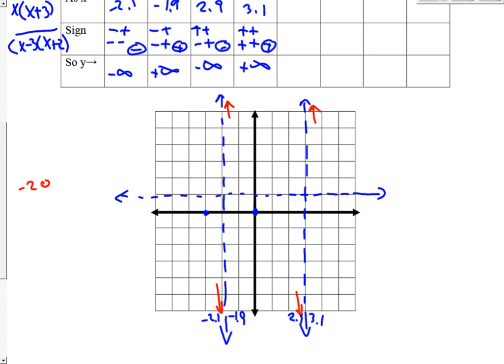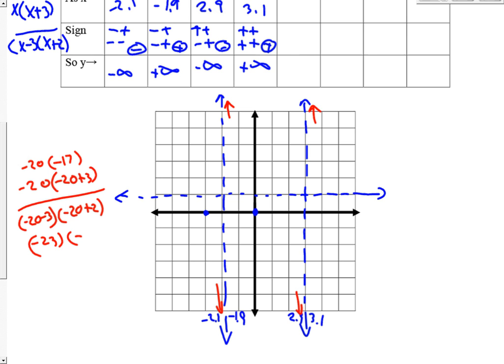All right, so negative 20 times negative 20 plus 3, and then negative 20 minus 3, and negative 20 plus 2. It just needs to be far away from your asymptotes. Yeah, should be fine. So that's negative 20 times negative 17. And then down here, we're going to have negative 23 times negative 18.